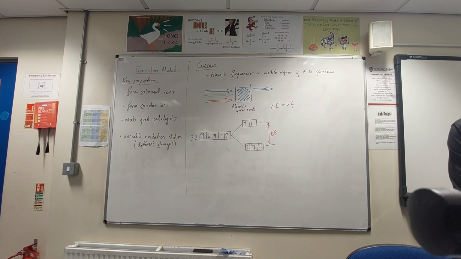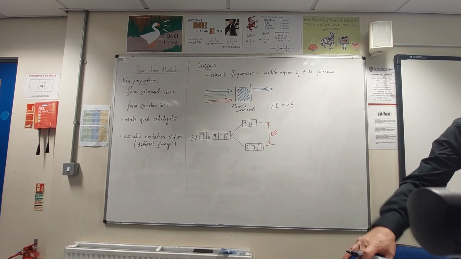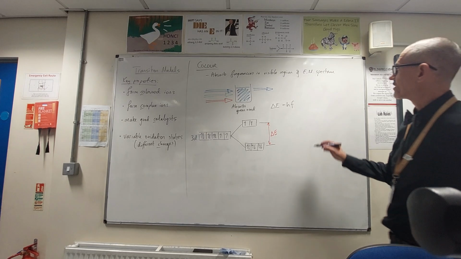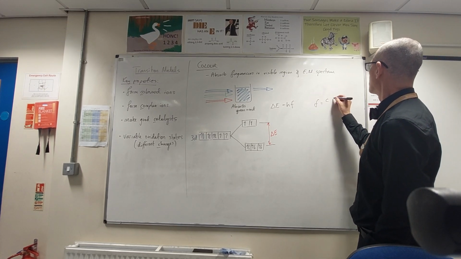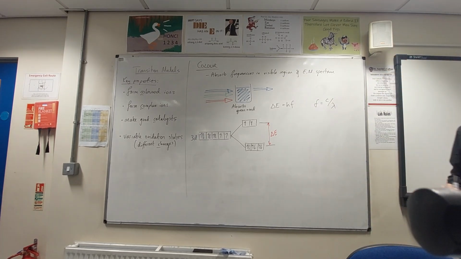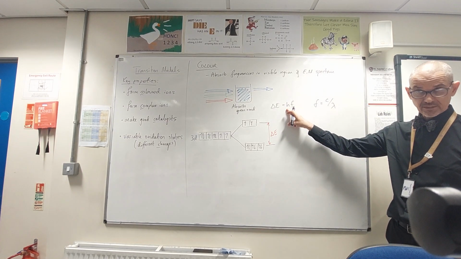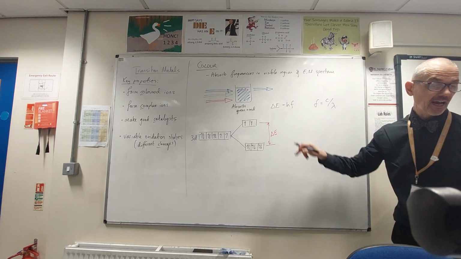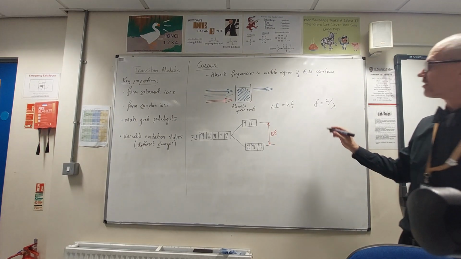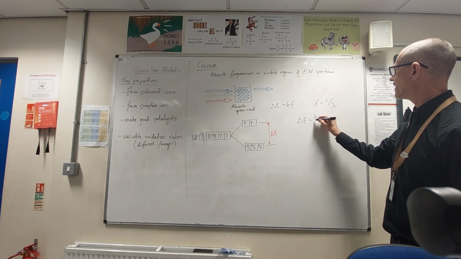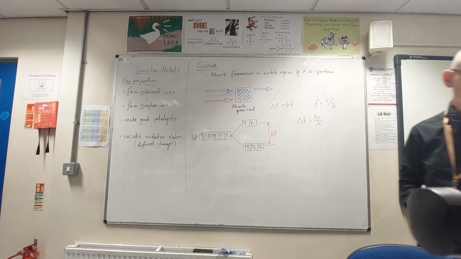And then frequency is, what is it? I can't remember the maths. f is c over lambda, isn't it? Yeah, that's it. Lambda is wavelength, c is the speed of light, h is Planck's constant. So rearranging that, what have we got? Delta E equals hc over lambda.